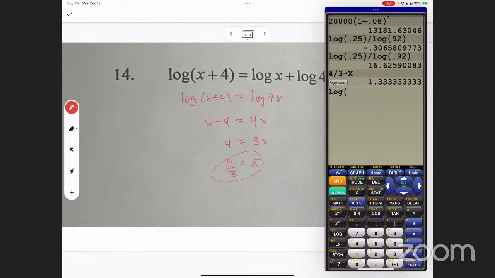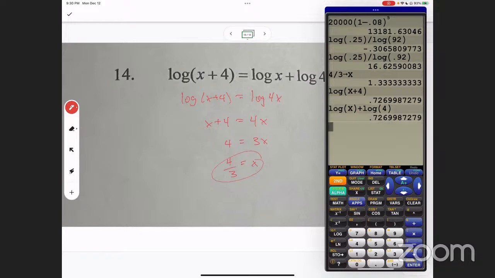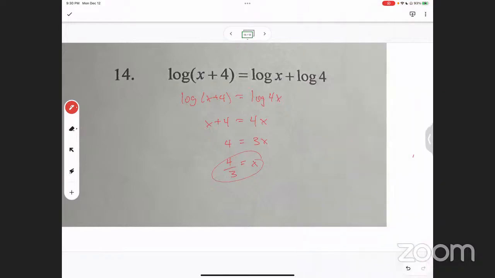Ready? Log of x plus 4. Do I care what this answer is right now? I don't even care. I care that this is the same as this one. So log of x plus the log of 4. Whoa, that's not right. Log of x, close it off, plus the log of 4. And how about that? They're the same. Sound good? Yep, that's it.